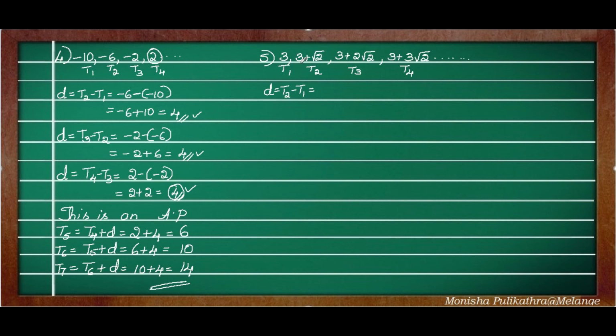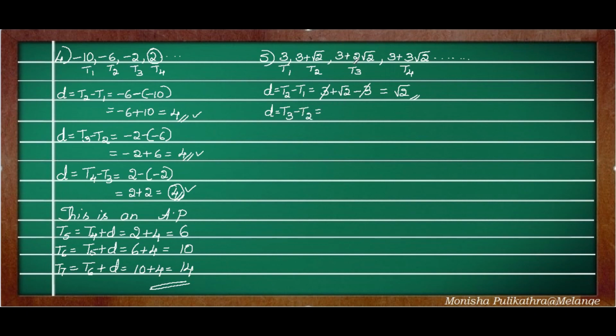T2 is 3 plus root 2, right? 3 plus root 2 minus T1, which is 3. Here plus 3 and minus 3 cancel each other. The remaining is root 2. So this is the common difference. Okay. So moving on to the next common difference, T3 minus T2.